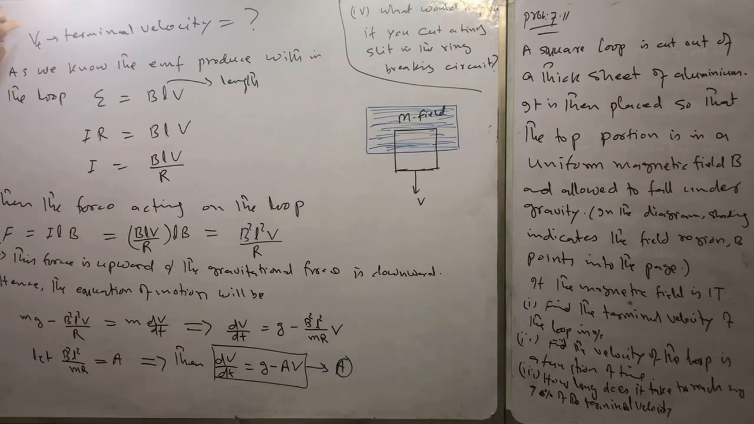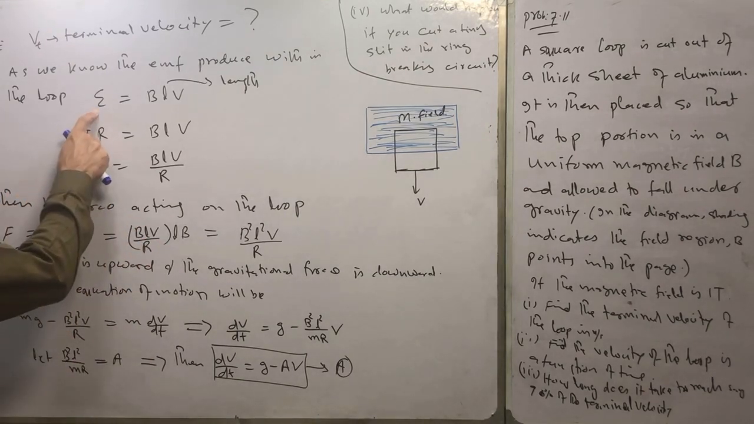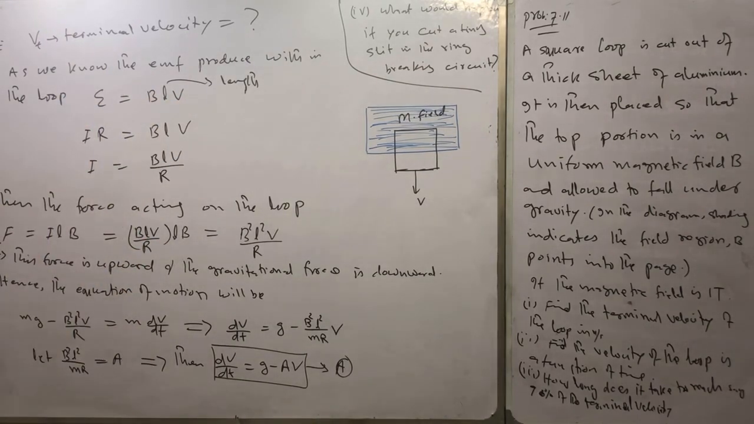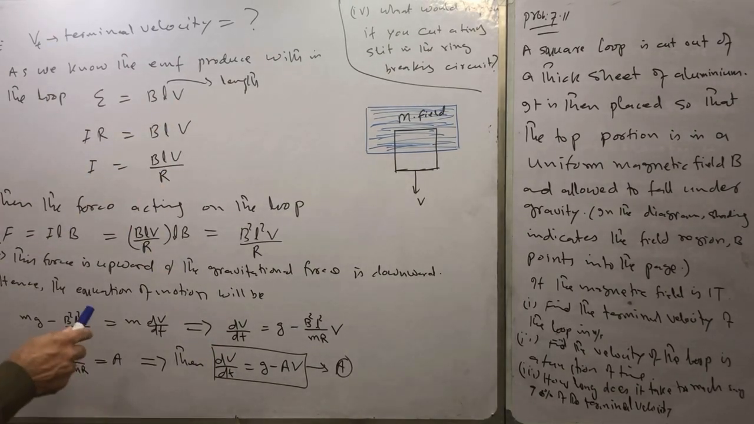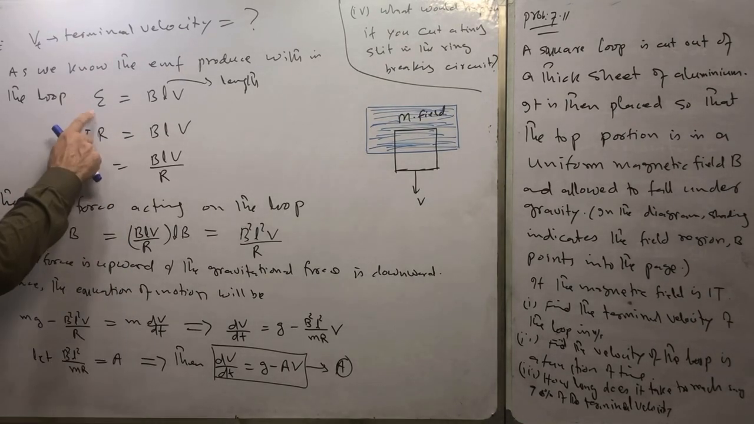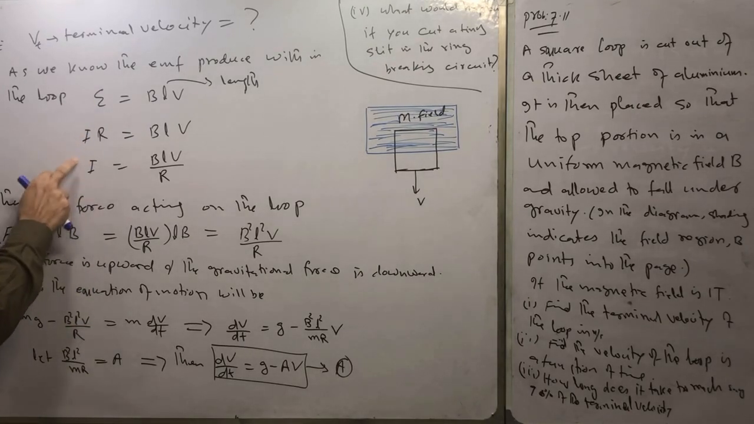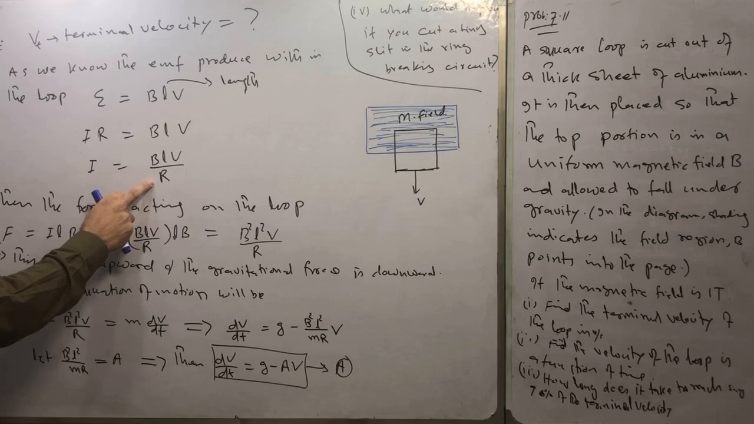We need to find the terminal velocity initially, and we know whenever EMF is produced in a loop, it must be BLV. This is the relation for EMF when a loop is moving with velocity V and has some length L. And this EMF is equal to IR, so I is equal to BLV divided by R.